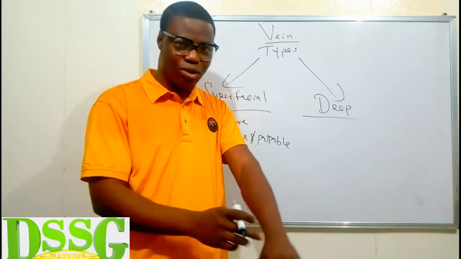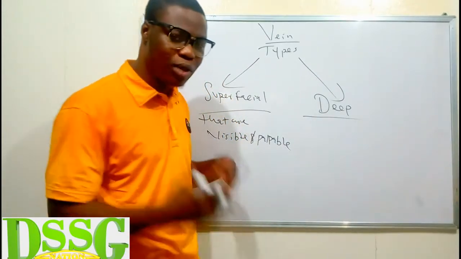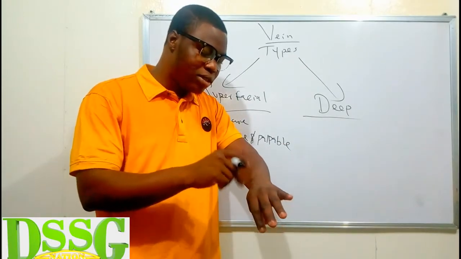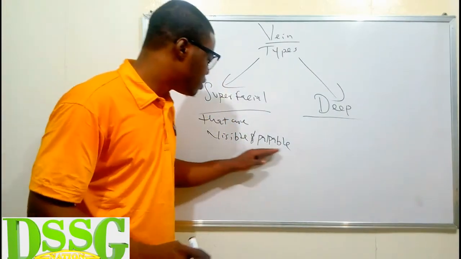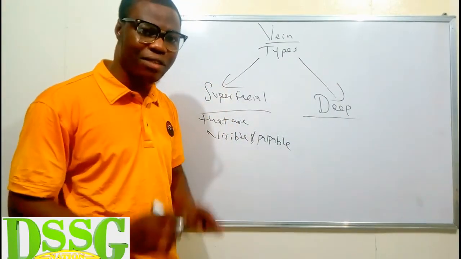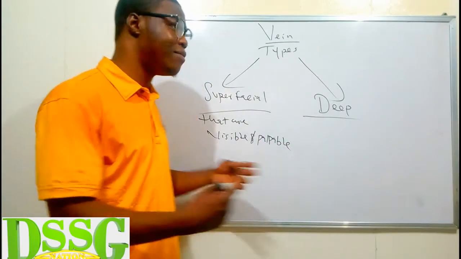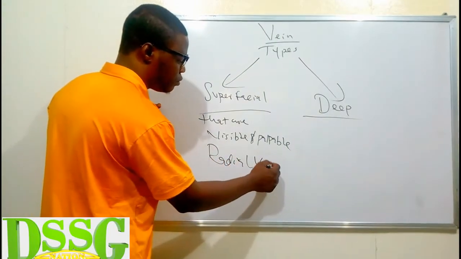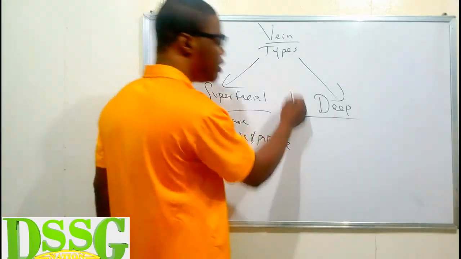emanating from their hand like this. You can feel it, you can touch it. So they are visible. You can see them, and they are palpable. Palpable means you can touch them like this. You can feel them. So they are superficial veins. So superficial veins are veins that are visible and palpable. So example of the superficial vein is the radial vein. So that is that on the superficial vein. Now to the deep veins.